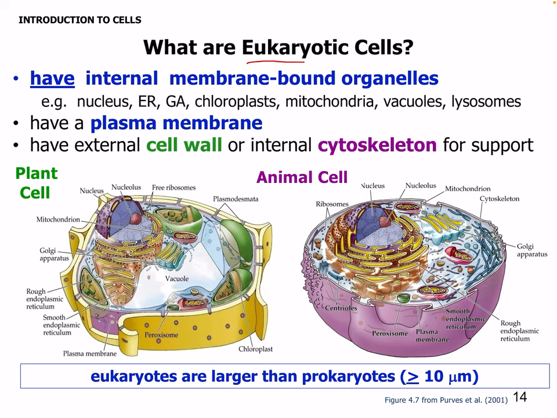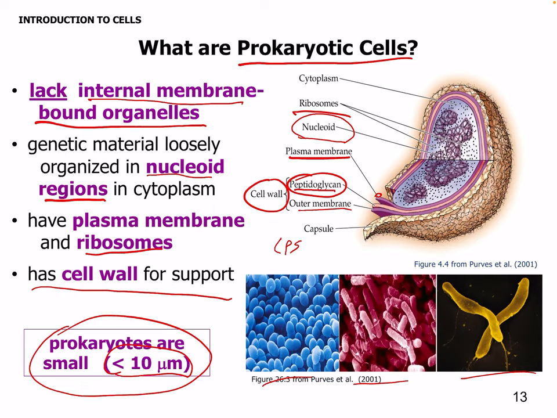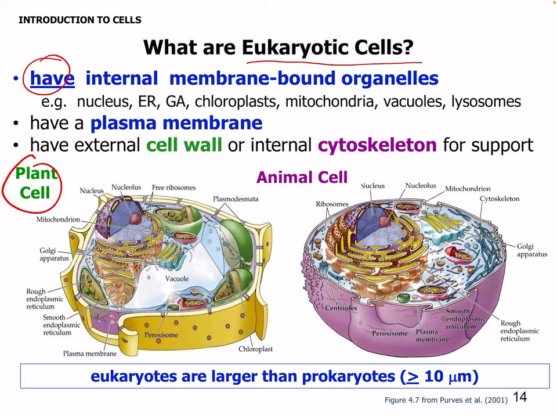So what are eukaryotic cells? Eukaryotic cells have internal membrane-bound organelles. You can see here the complexity has jumped up quite a bit. Here we have a plant cell and an animal cell. Animal cells are more relevant to humans, which we'll be focusing on more. These membrane-bound organelles include the nucleus, endoplasmic reticulum. We have a rough endoplasmic reticulum and a smooth endoplasmic reticulum. Sorry, our Golgi apparatus. We can see here, it's the Golgi apparatus.